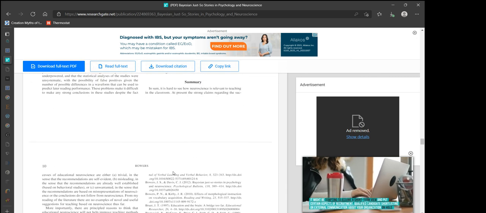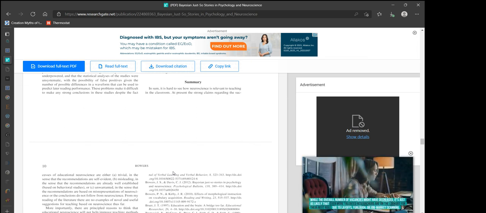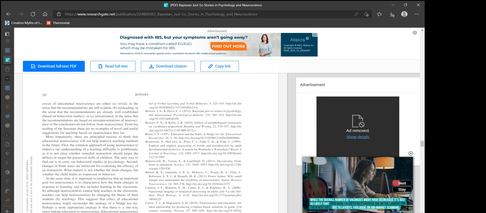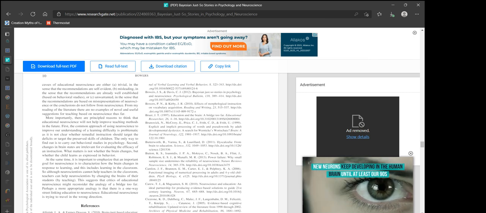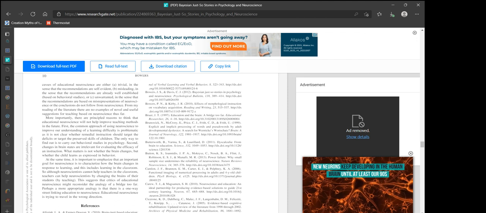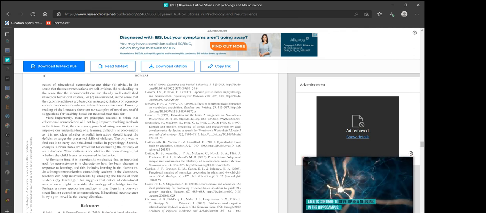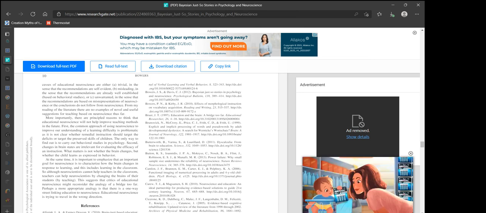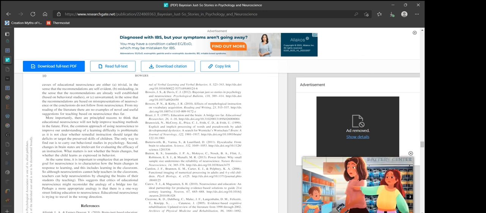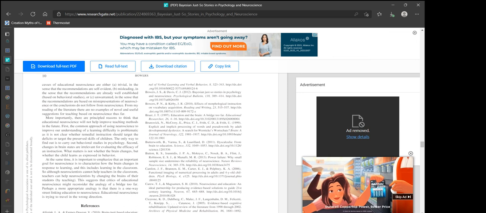Summary. In sum, it is hard to see how neuroscience is relevant to teaching in the classroom. At present, the strong claims regarding the successes of educational neuroscience are either A, trivial, in the sense that the recommendations are self-evident, B, misleading, in the sense that the recommendations are already well established, based on behavioral studies, or C, unwarranted, in the sense that the recommendations are based on misrepresentations of neuroscience or the conclusions do not follow from neuroscience. From my reading of the literature, there are no examples of novel and useful suggestions for teaching based on neuroscience thus far.